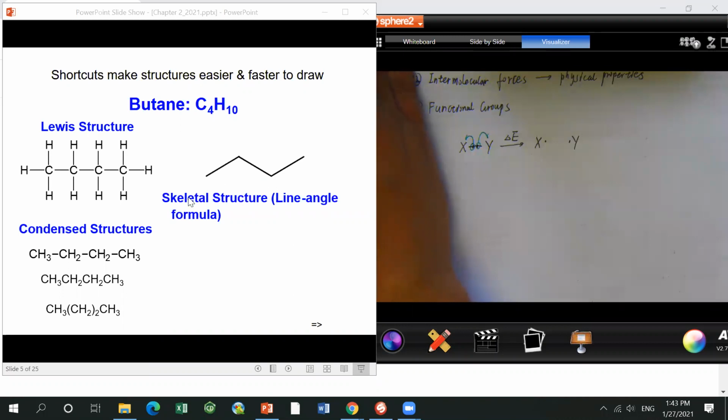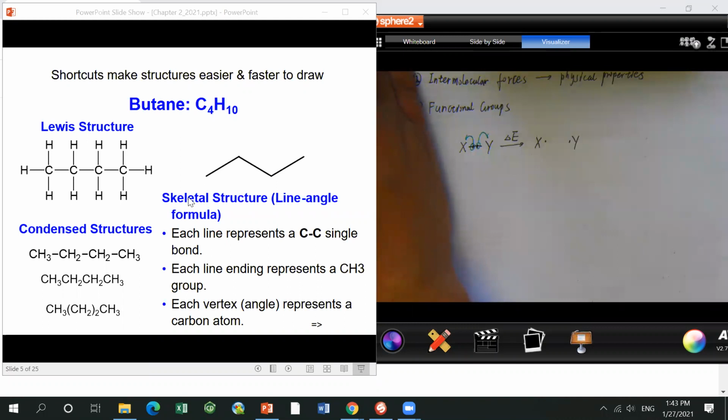For a line angle structure, each line represents one C-C single bond. So that's one single bond here, one here, and one here. Keep in mind that the end of a line is a CH3, and each vertex, each angle, represents one carbon atom. You have to keep those in mind.